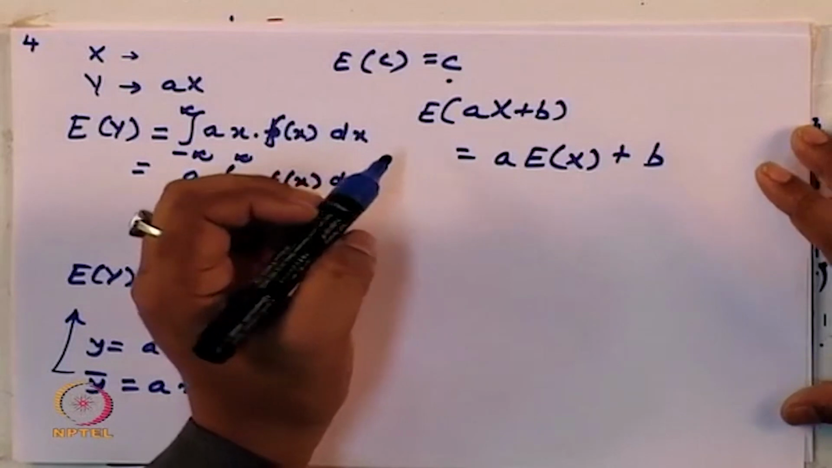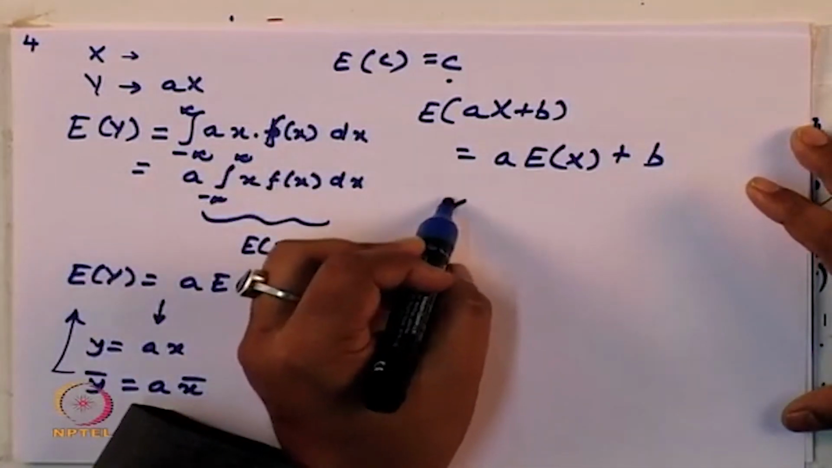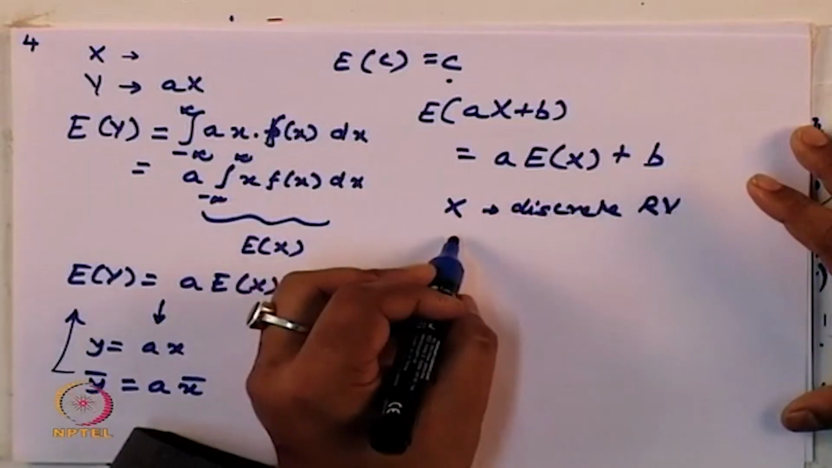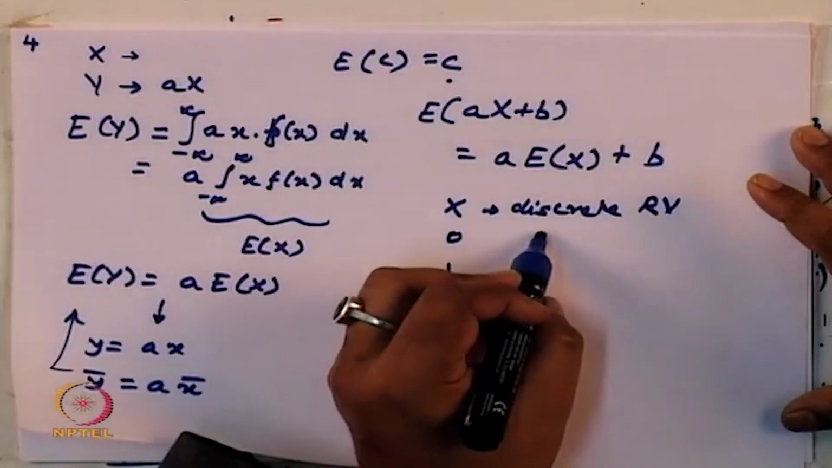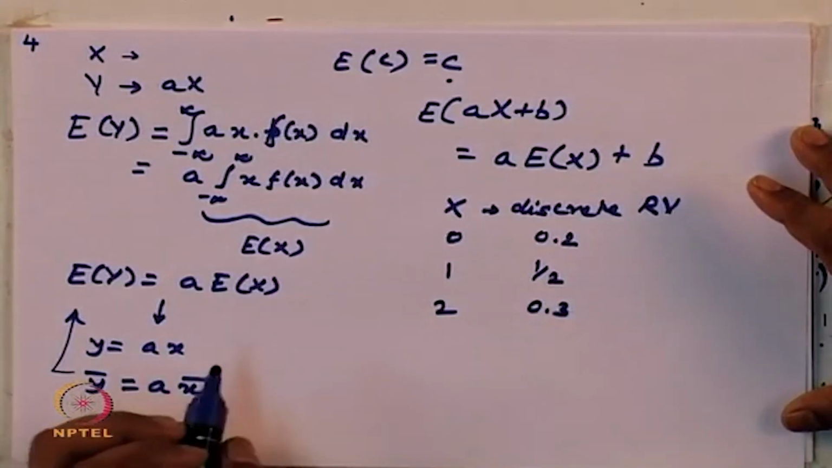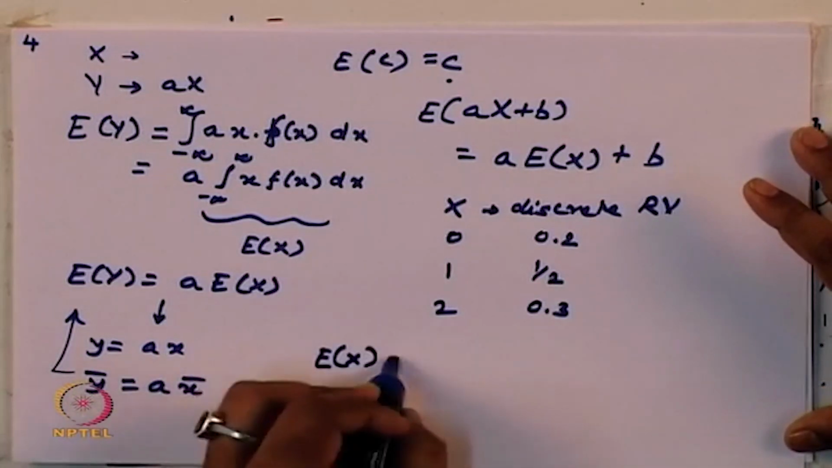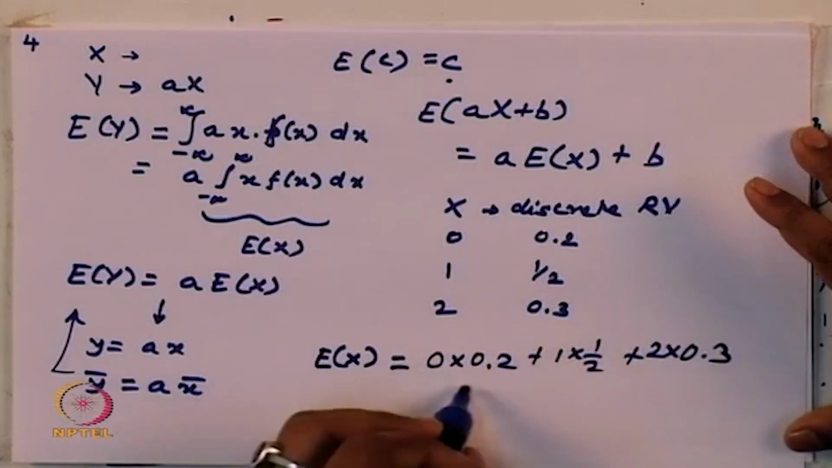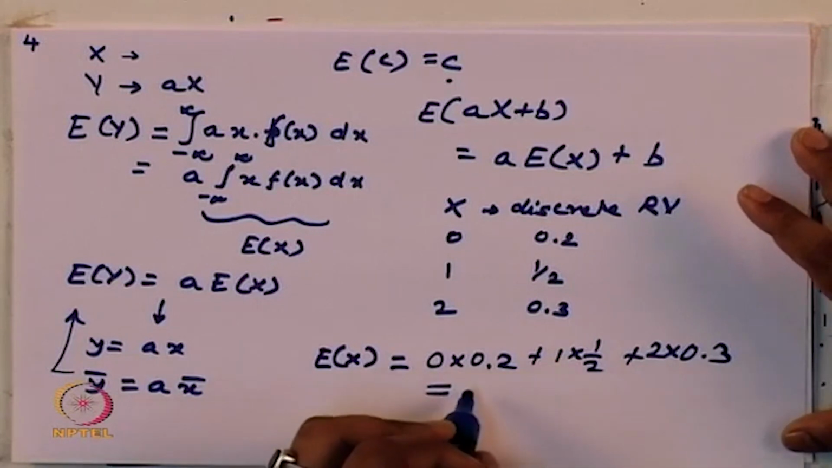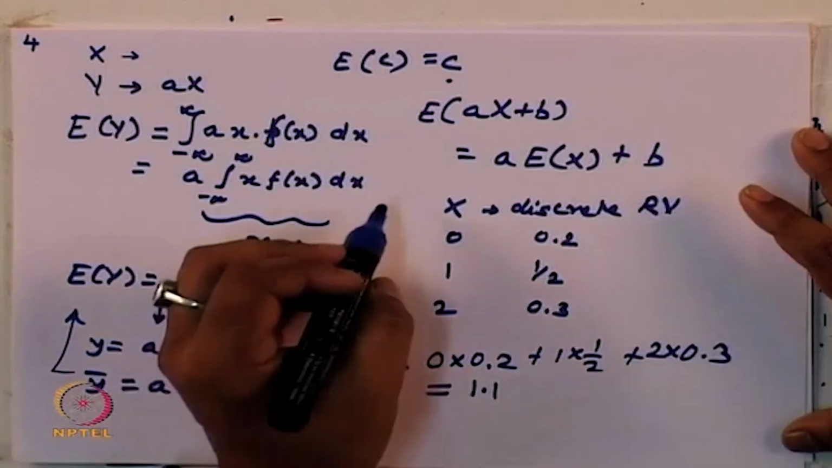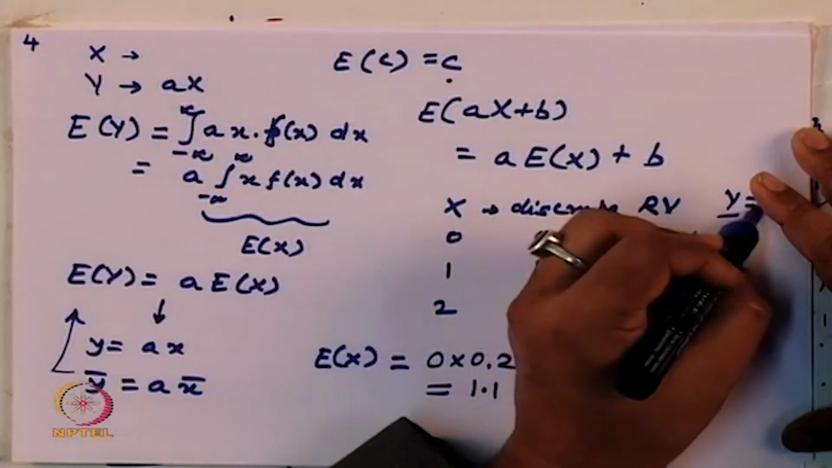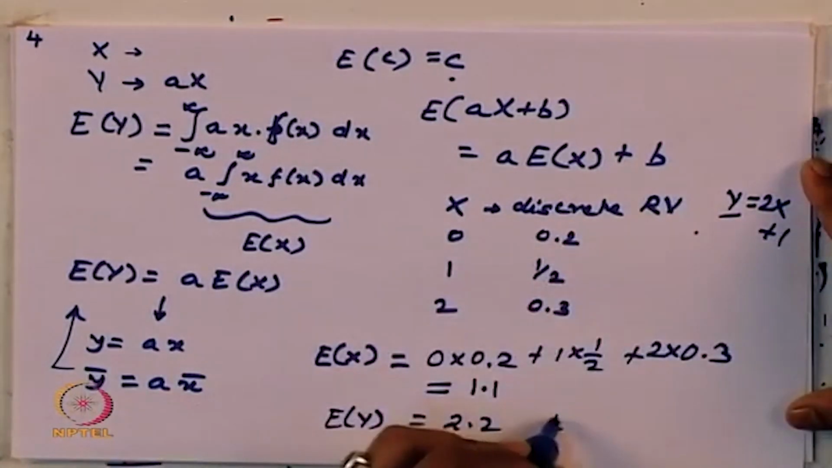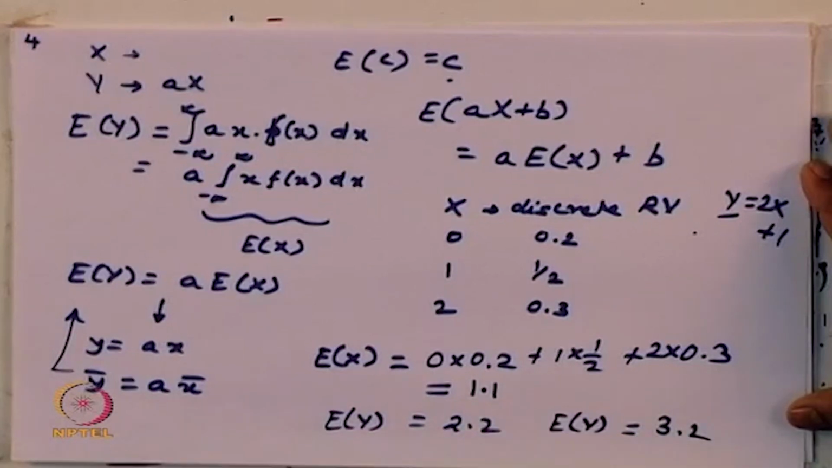Okay, we can extend this, so let us do a simple example. Let us say that x is a discrete random variable, which takes on values of 0, 1 and 2 with probabilities 0.2, half and 0.3. So I can calculate the expectation of x as 0 into 0.2 plus 1 into half plus 2 into 0.3. On average I have 0.6 plus 0.5, which is 1.1. So if I define y equal to 2x, then E of y is simply going to be 2.2. If I define y is 2x plus 1, then E of y is going to be 3.2, and so on and so forth.